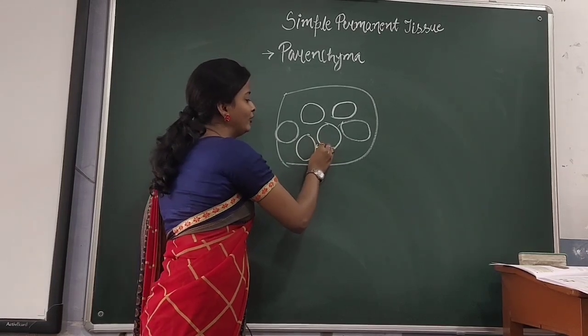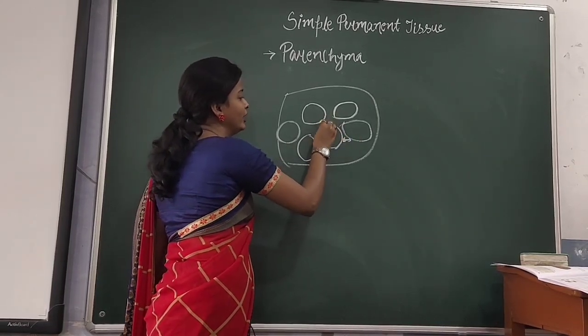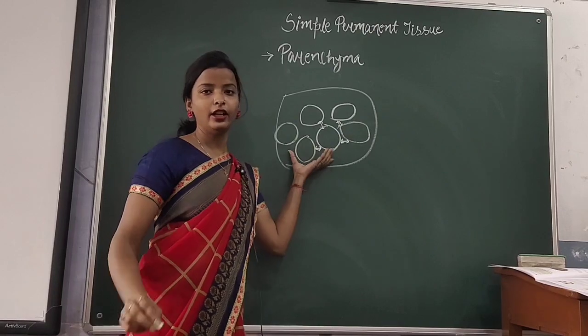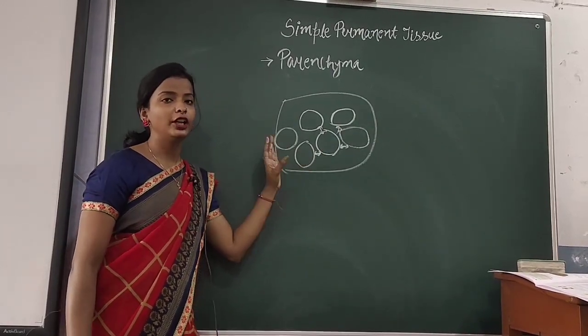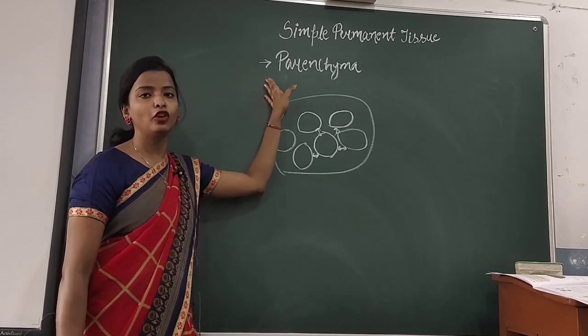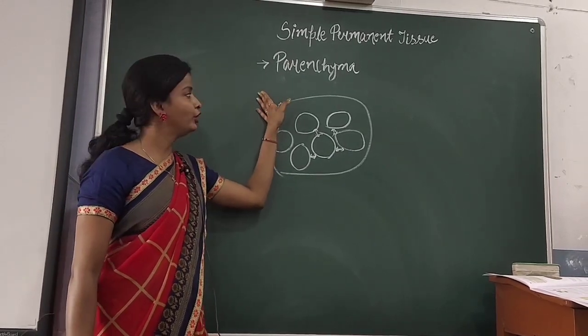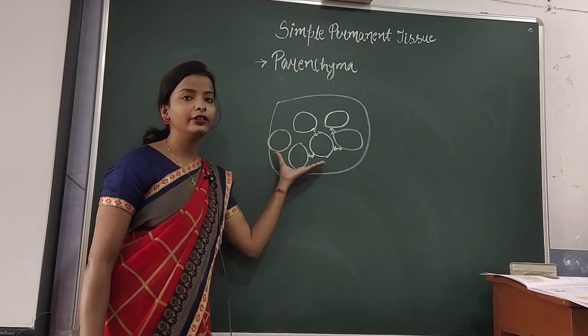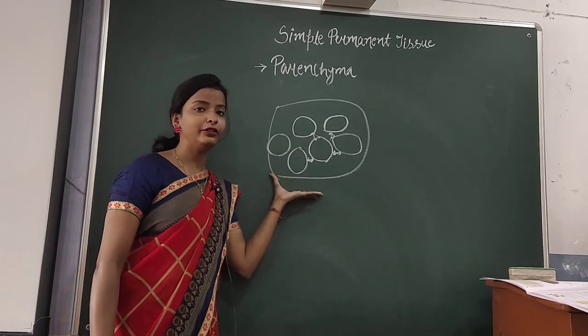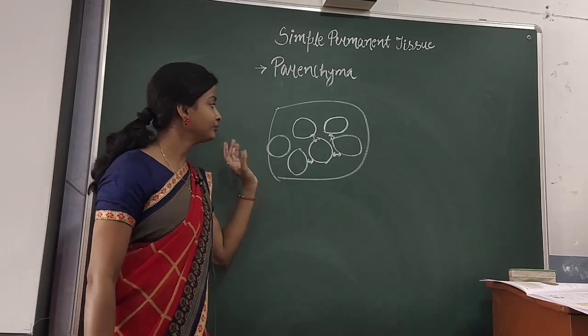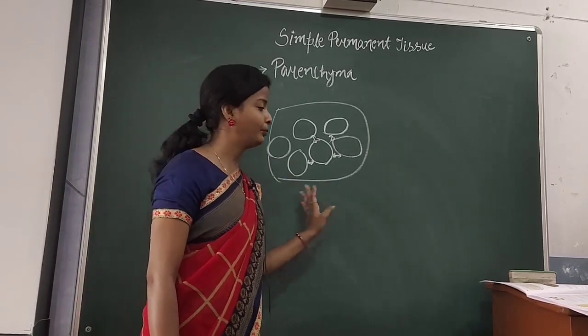So, the space is created between them. You can see a large space is there. So, what is this large space? Intercellular space. So, the intercellular space is more in case of parenchyma cells. So, when you will talk about parenchyma, the cells are loosely packed and the intercellular spaces are more in parenchyma. This was about the intercellular space.